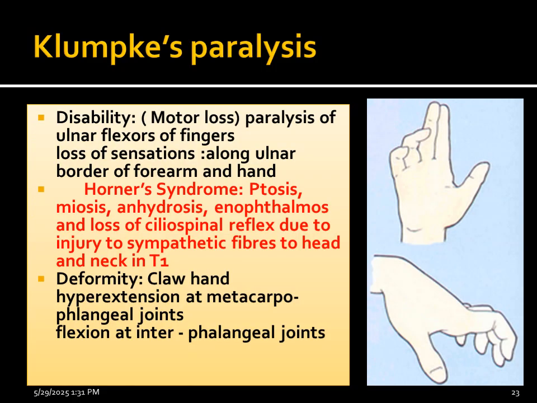The disability is motor loss, paralysis of the ulnar flexors of the fingers, and loss of sensation along the ulnar border of the forearm and hand. Horner's syndrome occurs with ptosis, miosis, and anhidrosis, and loss of the ciliospinal reflex due to injury of the sympathetic fibers to the head and neck at T1. The deformity is known as claw hand, with hyperextension at the metacarpophalangeal joint and flexion at the interphalangeal joint. This is the injury of Klumpke's palsy.